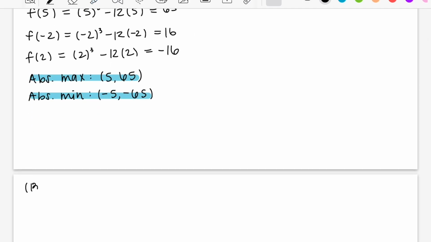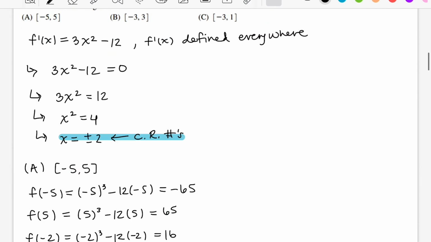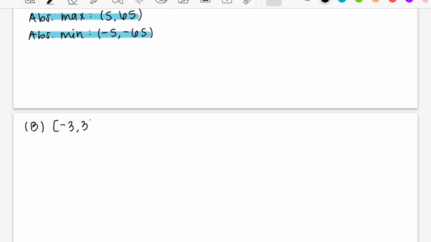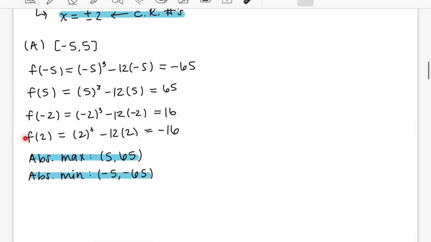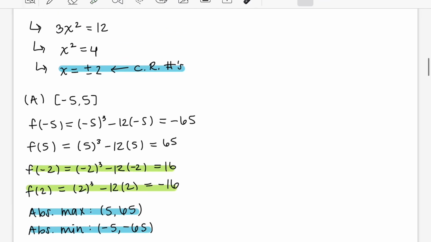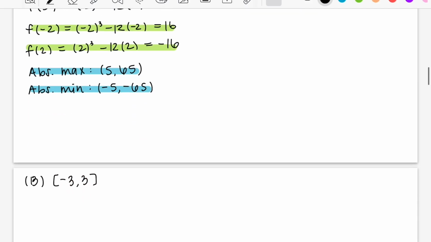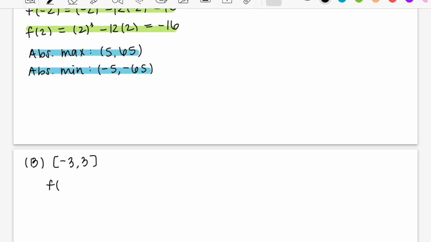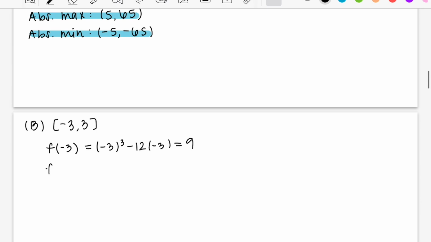Now doing the same thing for part B here. We're looking at the interval negative 3 to 3. Notice that we already evaluated our function at the critical numbers in part A, so we don't have to do that again. And these critical numbers, -2 and 2, are in this interval. So all we have to do is evaluate our function at -3 and 3. So here we'll get 9. And then here we'll get -9.